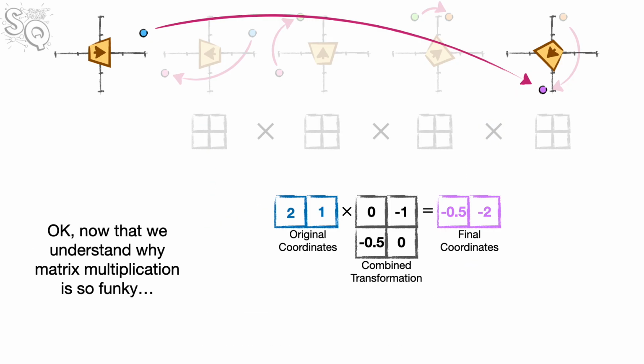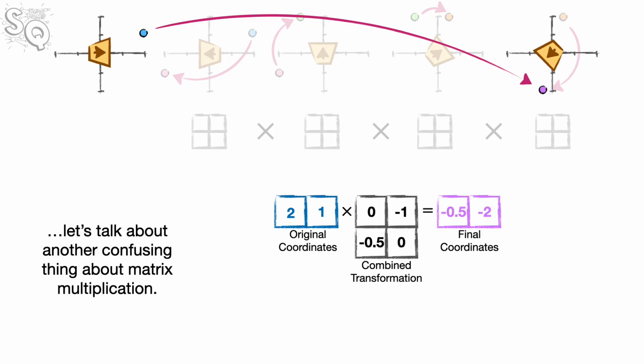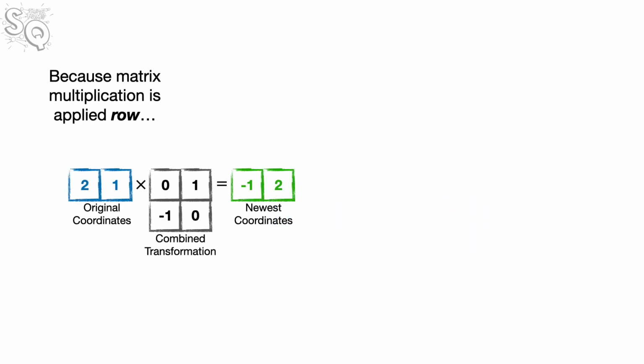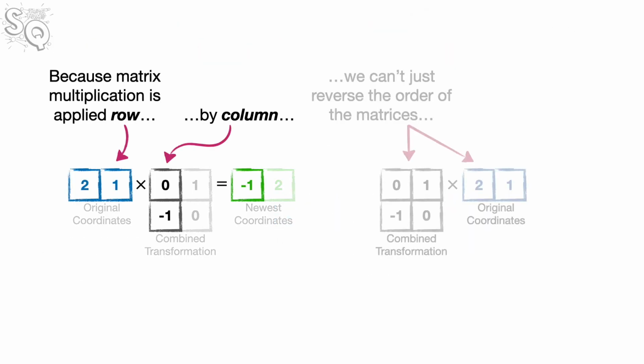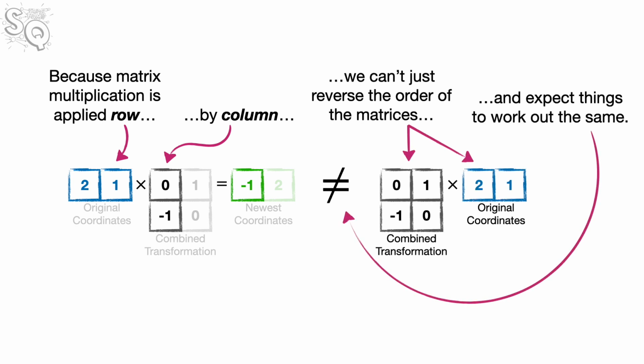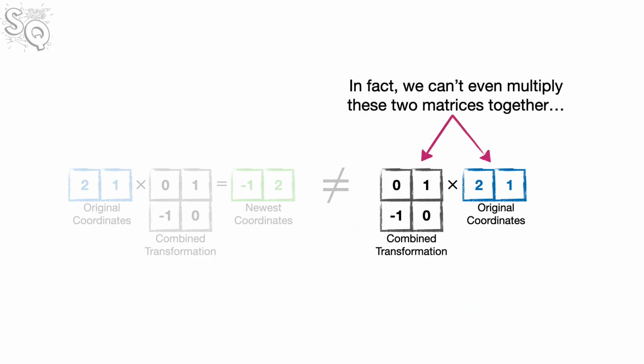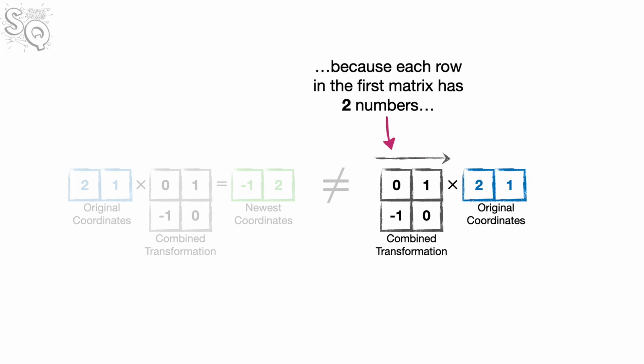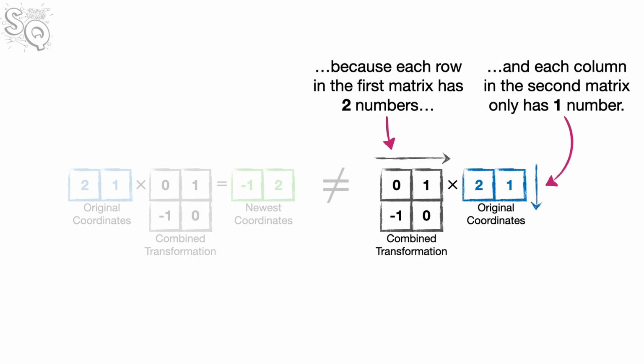Okay, now that we understand why matrix multiplication is so funky, let's talk about another confusing thing about matrix multiplication. Because matrix multiplication is applied row by column, we can't just reverse the order of the matrices and expect things to work out the same. In fact, we can't even multiply these two matrices together, because each row in the first matrix has 2 numbers, and each column in the second matrix only has 1 number.